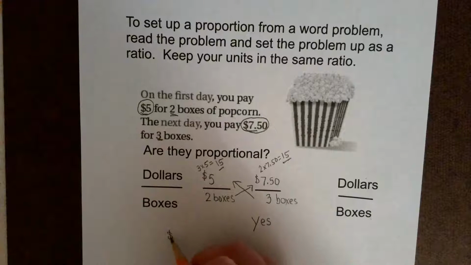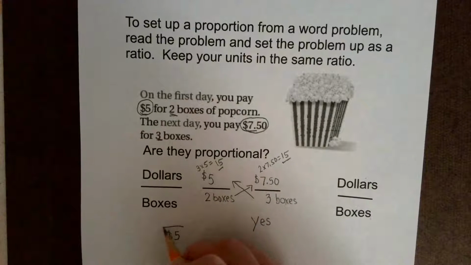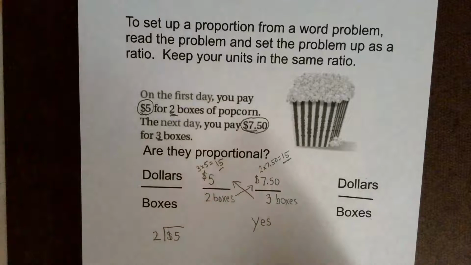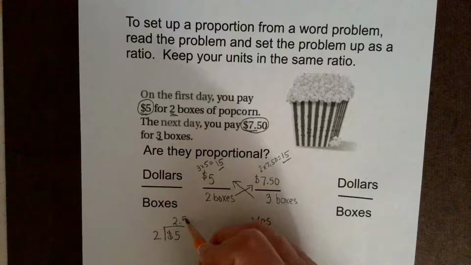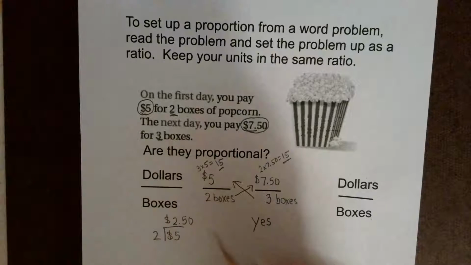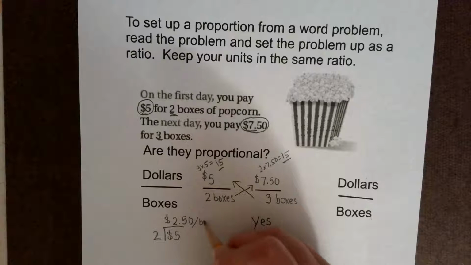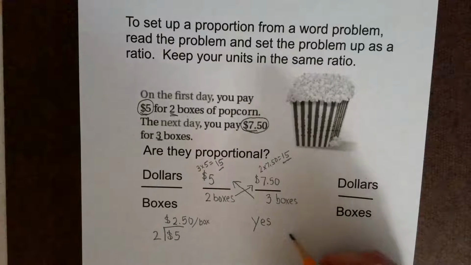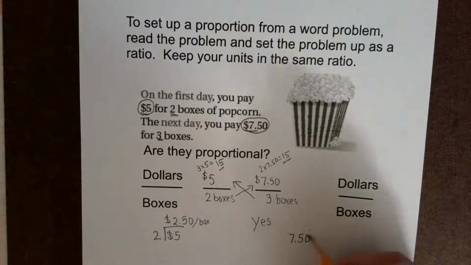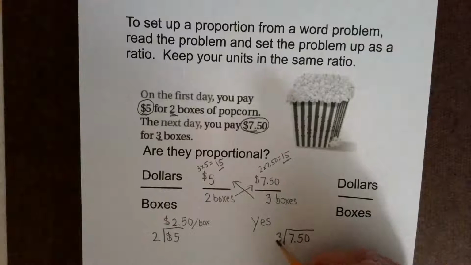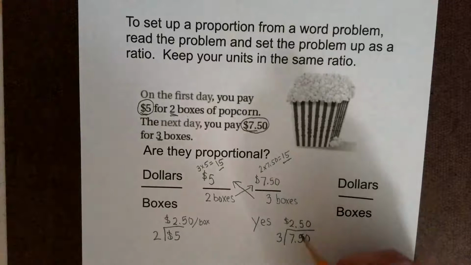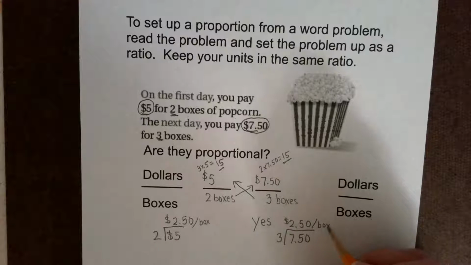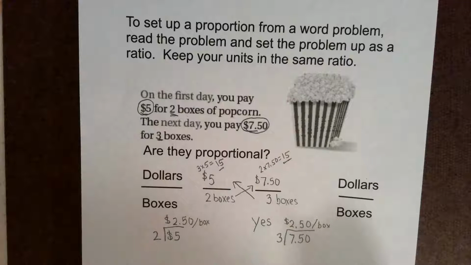And then you can also find the unit rate to determine whether they're proportional. So you could do $5 divided by 2 boxes, and that would be $2.50 per box. And then if we divide $7.50 by 3, that's also $2.50 per box. So if they have the same unit rate, they're also proportional.